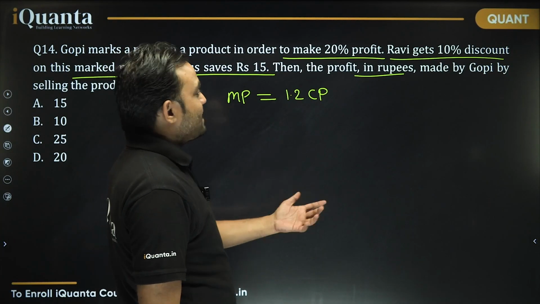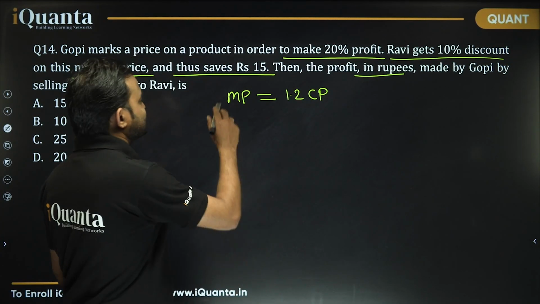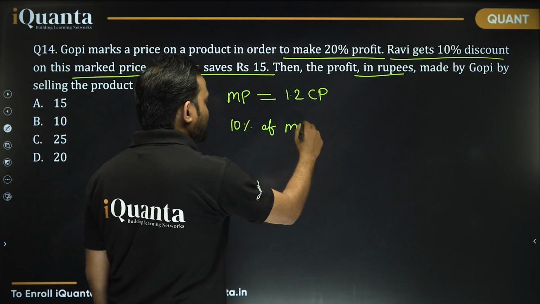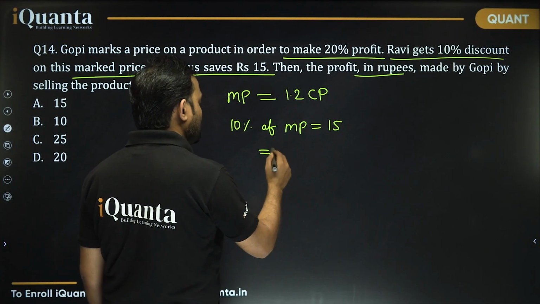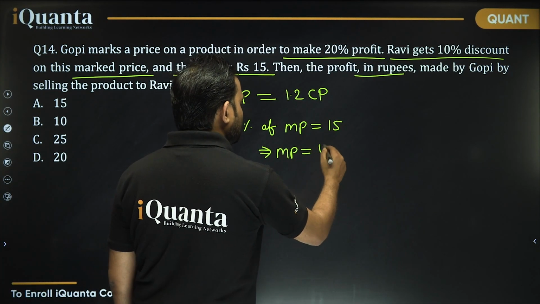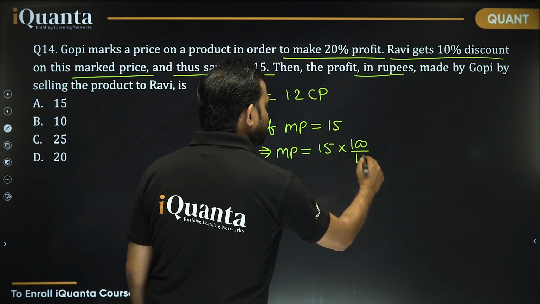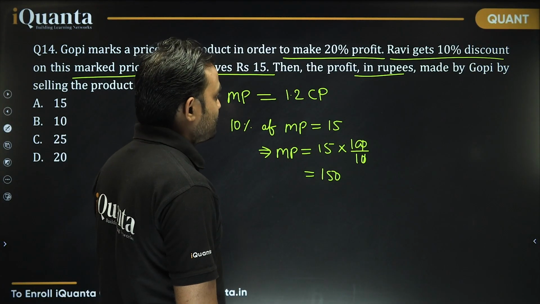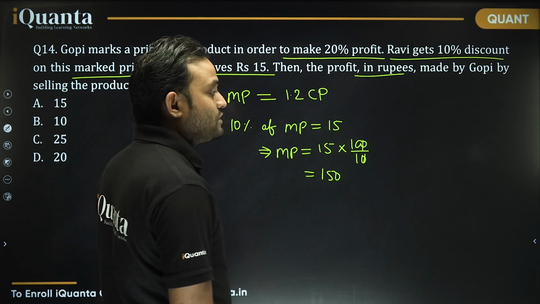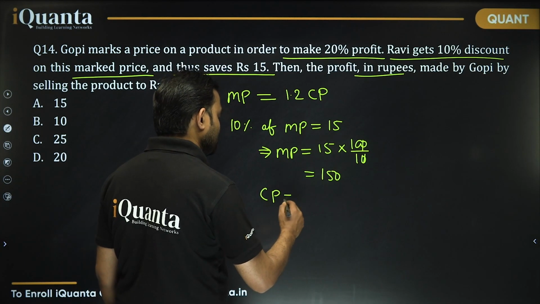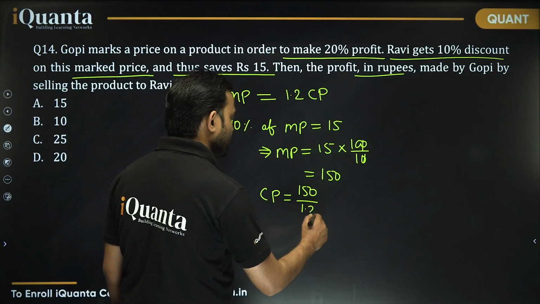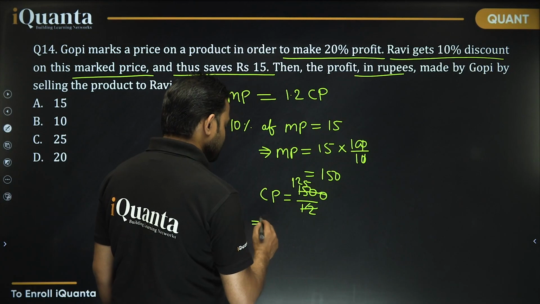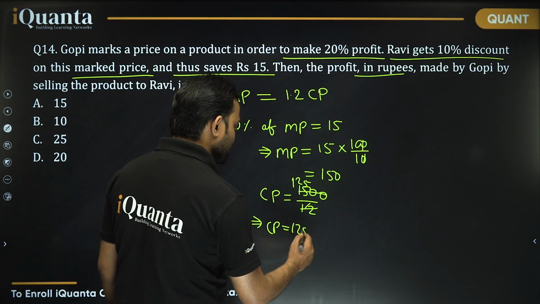Then it says Ravi gets 10% discount on this marked price and saves 15 rupees. That means 10% of this marked price is equal to 15, or we can say the marked price is equal to 15 into 100 by 10, which gives us 150 rupees. And if mark price is 150, what will be our cost price? Can I say our cost price will be equal to 150 divided by 1.2. This is decimal 10, then 125. So we can say the cost price is equal to 125, right?